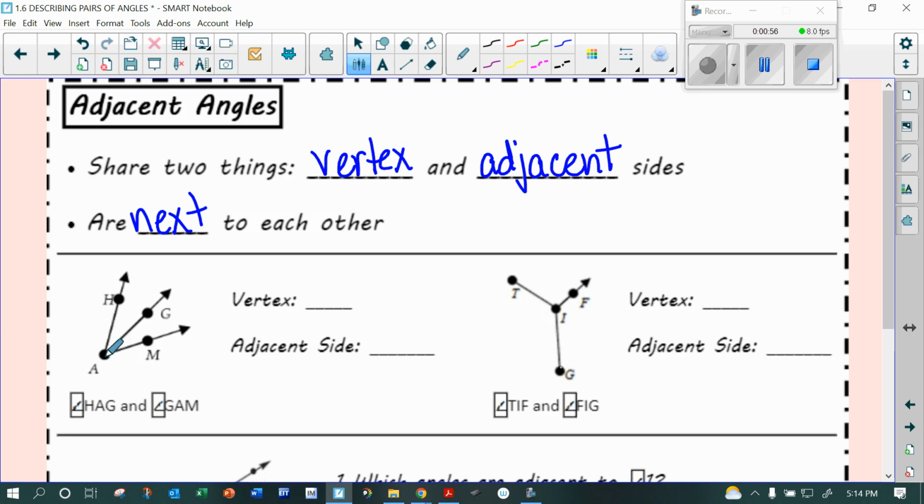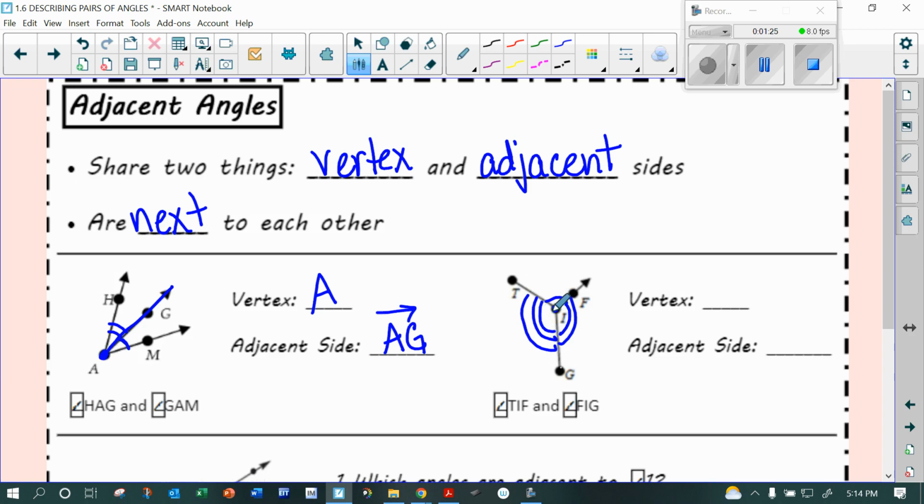The vertex is A because that is my corner, and this angle here and this angle here share this ray, so they share ray AG. That is the adjacent side. Now over here I have three adjacent angles. This angle, and then this one over here.